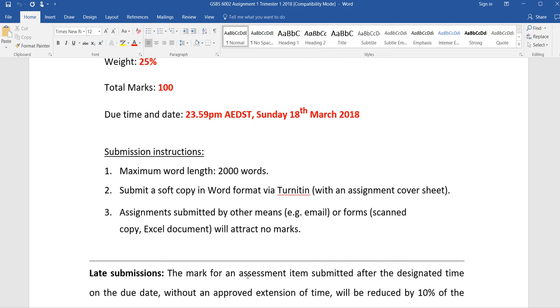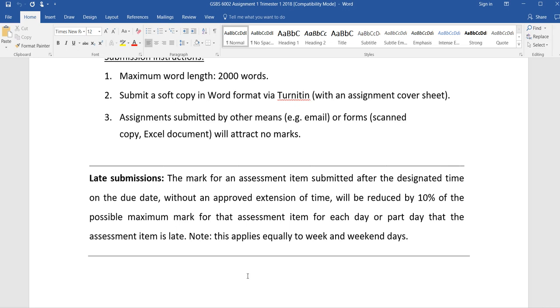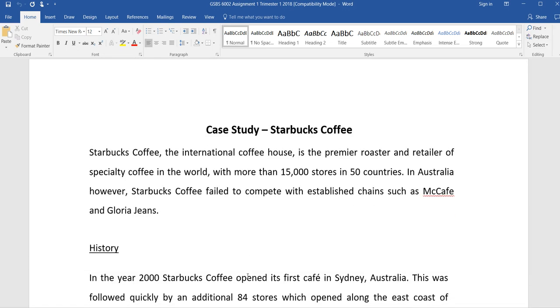Maximum word length 2000 words. However, you don't need to be too worried about a couple of hundred more or less. And an assignment needs to be submitted as a soft copy via Turnitin. And also, you cannot submit the assignment in any other form. And there is a penalty for late submission.